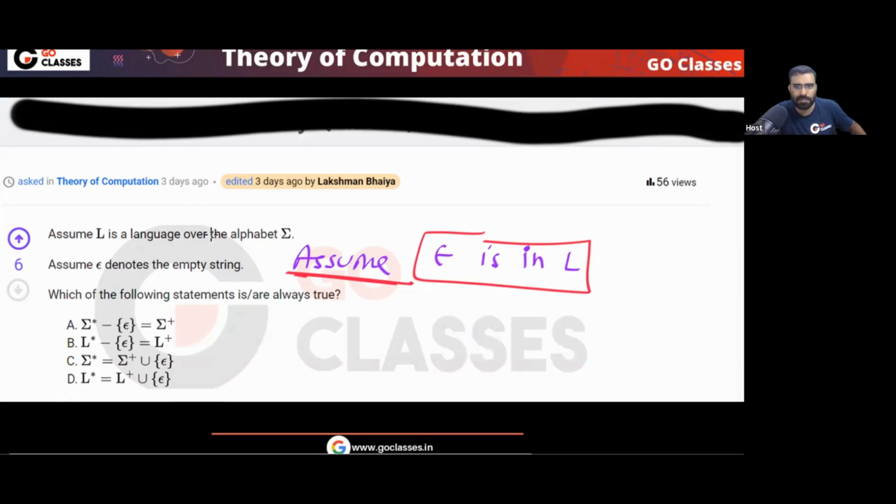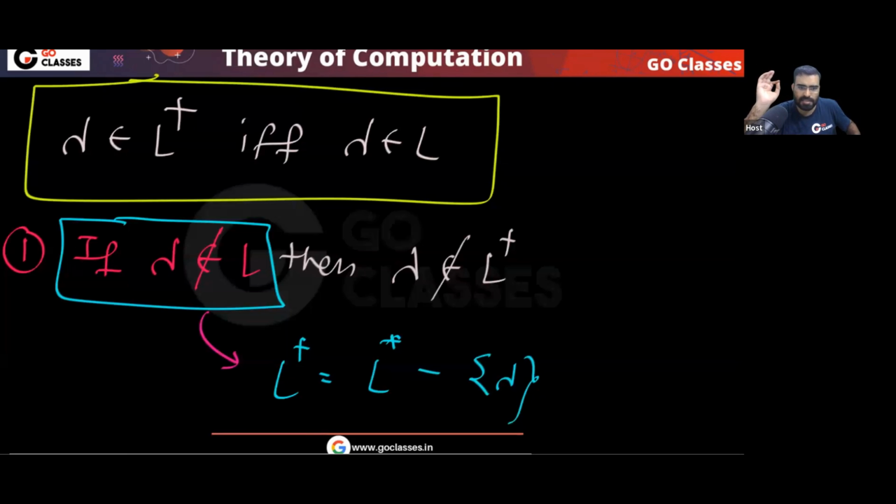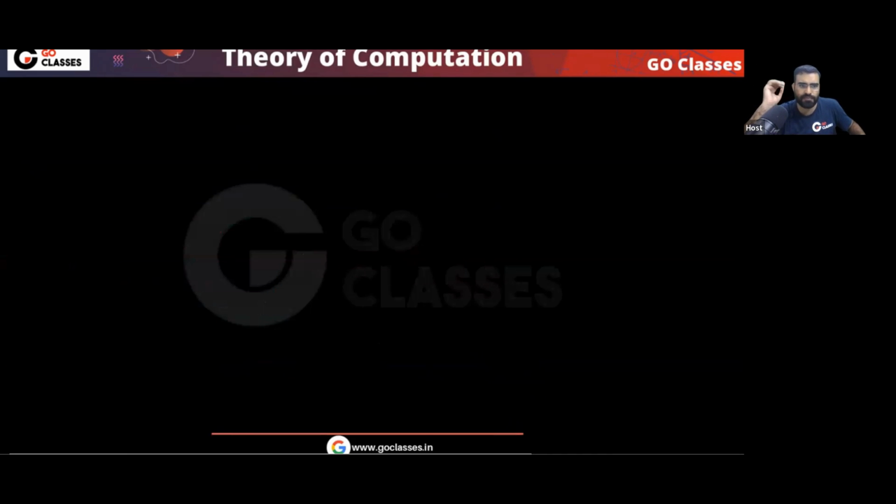But now in the same question, if they say epsilon is not in L, now what will be the answer? Now all statements will be correct. Now the answer will be ABCD. Is this clear? So in the GATE exam, they can ask you whatever they want. Can you handle all these variations? L plus, L star, sigma plus, sigma star. Did you understand the difference between all of them?